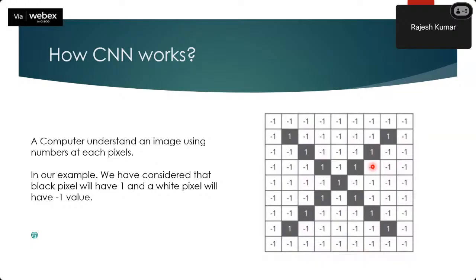Let's understand it with an example and operations. Say I want to recognize this figure. So what I've done is, all black I put as 1, and all white I put as -1, just to represent it.